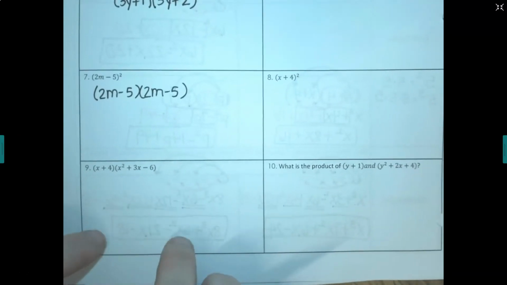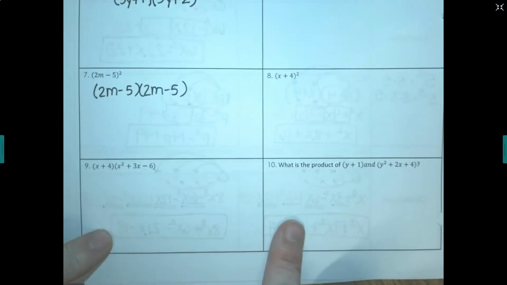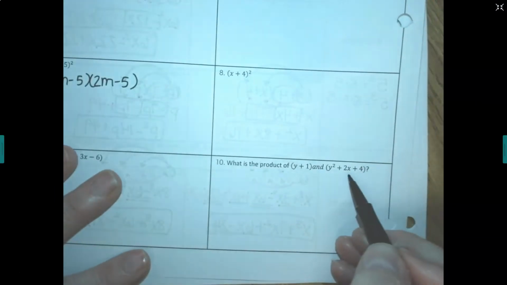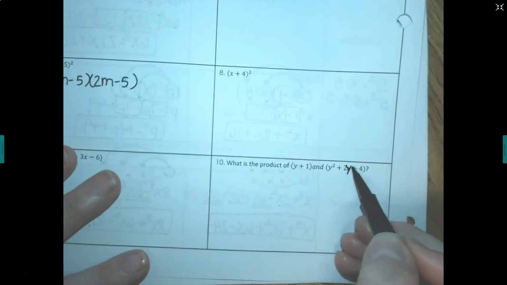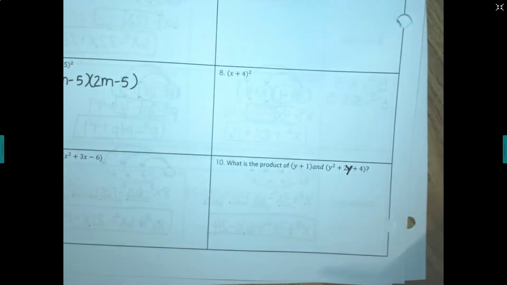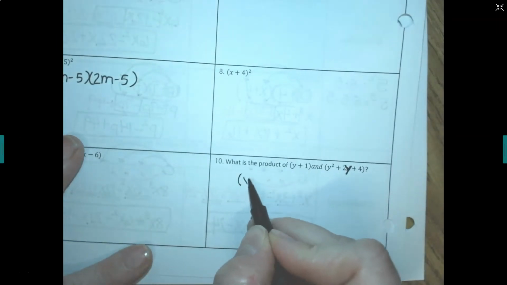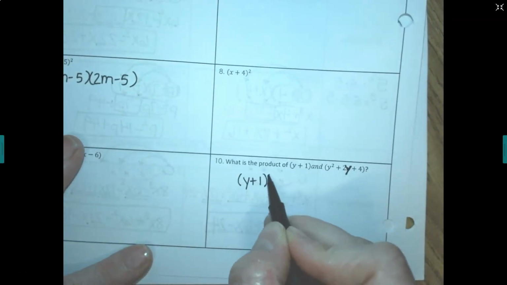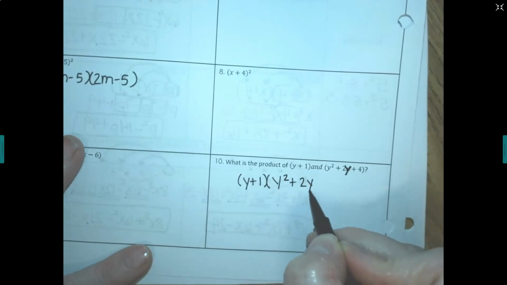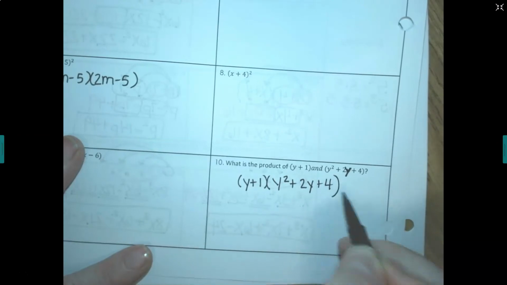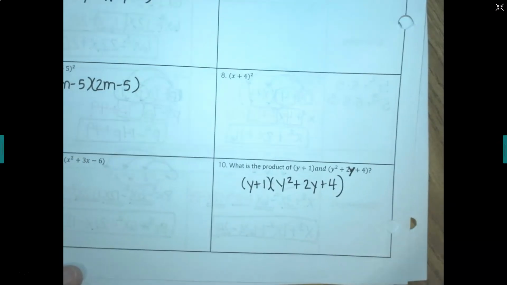This is the challenge problems, so you'll want to go back and look on the notes on the front. I just want to make one correction. That should not be an X there. That makes it way too hard for you. Just change it to be a Y, and it will be exactly what you need to do. So set this one up. It says we want to know the product of y plus 1 times y squared plus 2y plus 4. And follow like we did on the front.